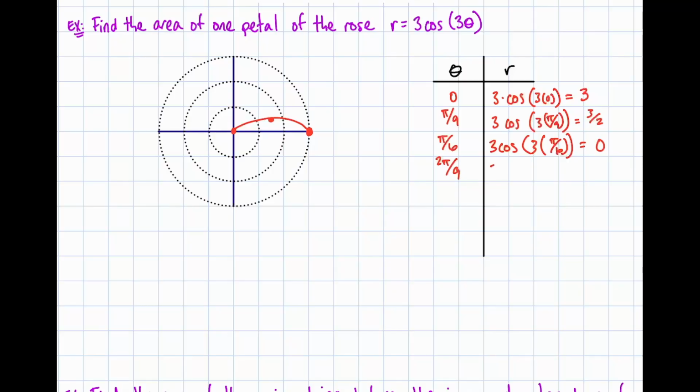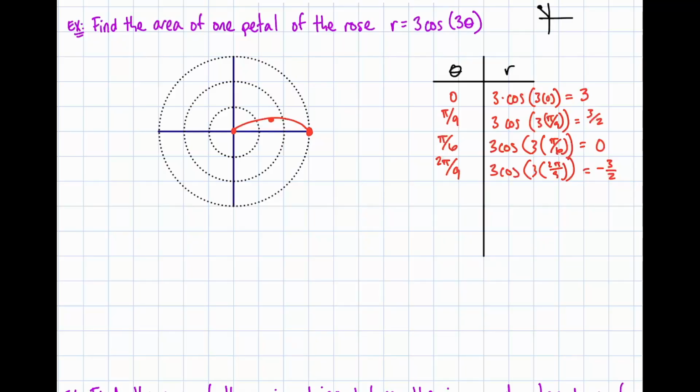Let's see, this would be 3 cosine of 3 times 2 pi over 9, which is now 2 pi over 3. The cosine of 2 pi over 3 is up here. That would be negative 1/2, I think. So this would be negative 3/2. Oh gosh. Okay, how should I do this? This was 0. This is pi over 9. This is pi over 6. Maybe this is 2 pi over 9. That's pi over 4.5, so maybe a little bit less. I'm going to have to guess this one right here.